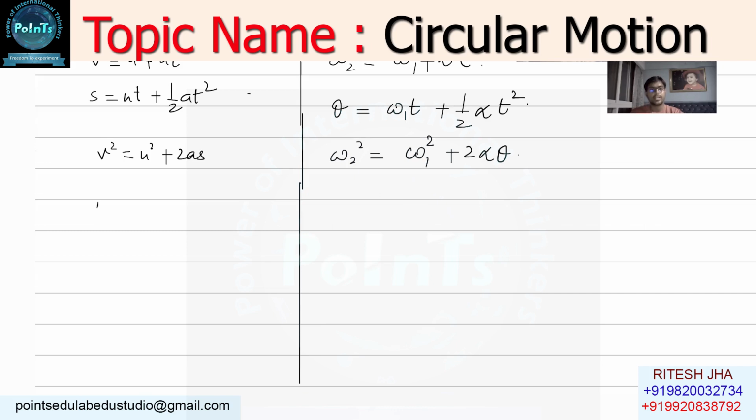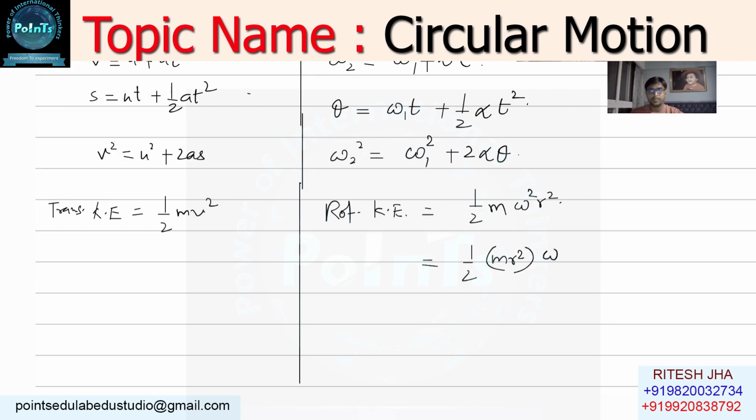You know one thing, that the kinetic energy over here will be equal to half mv square, right? But in this case, this is the translational kinetic energy. Here is the rotational kinetic energy. The rotational kinetic energy is equal to half m, and instead of v we can write omega r. So half m omega square r square. What we are bringing in over here is half m r square omega square.